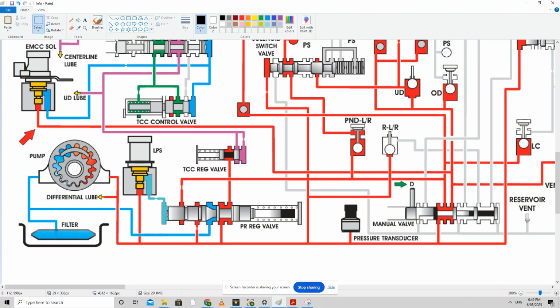We have an oil pump over here. The oil is extracted through the filter, and a high output pressure is provided in this line. This is directly the valve body. You have a manual valve. The lever shows it's currently in drive mode, and there's a pressure transducer or pressure switch directly connected to that, measuring the line pressure. Then we have the pressure regulator valve.